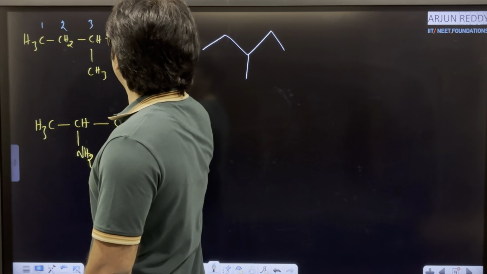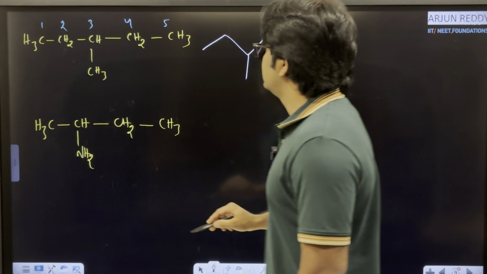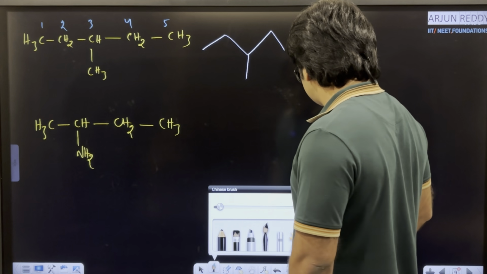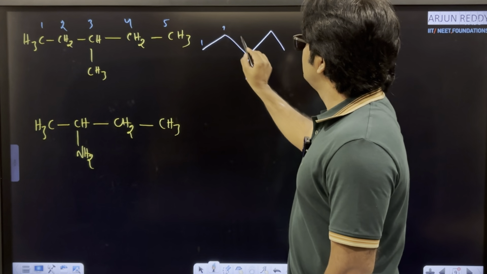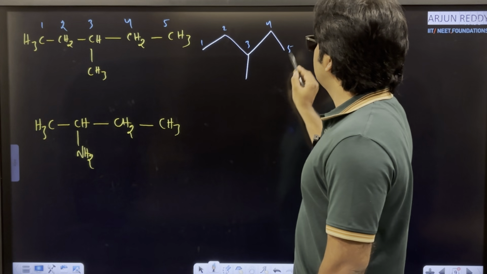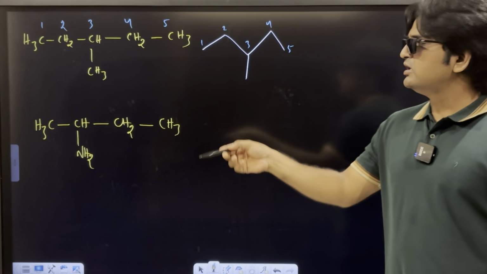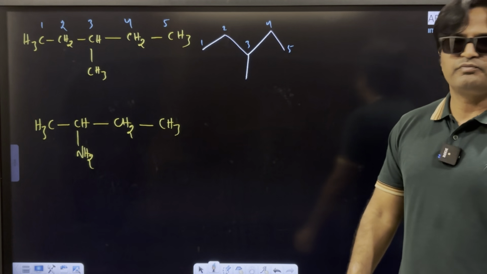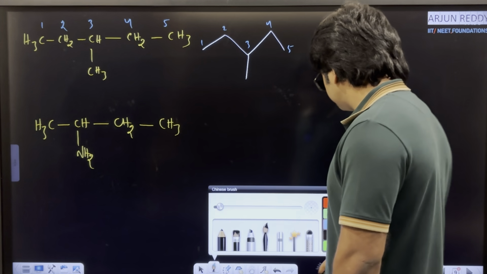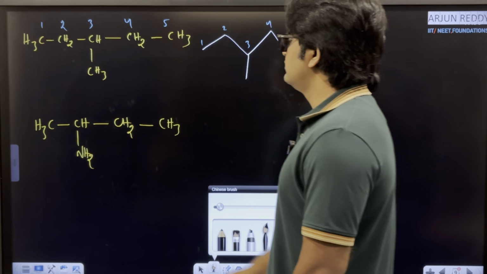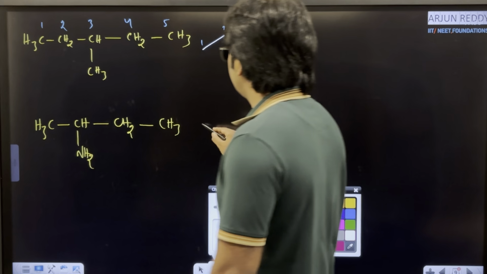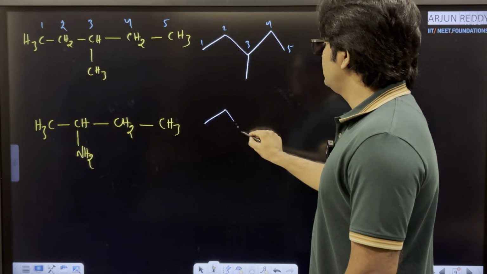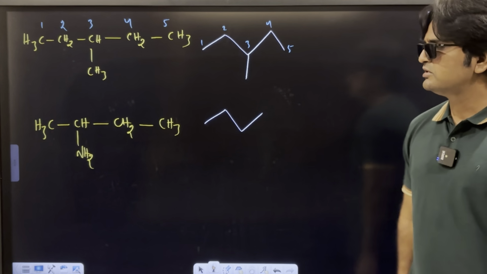1, 2, 3, 4, and 5 carbon atoms are there. Okay, right. Next, here also same thing. 1, 2, 3, 4, and 5 carbon atoms are there. At the third carbon atom, an extra methyl group. Okay, right. Next one, how to represent this molecule? Here let us see, 4 carbon atoms are there. 2, 3, 4. Yes, 4 carbon atoms, right?